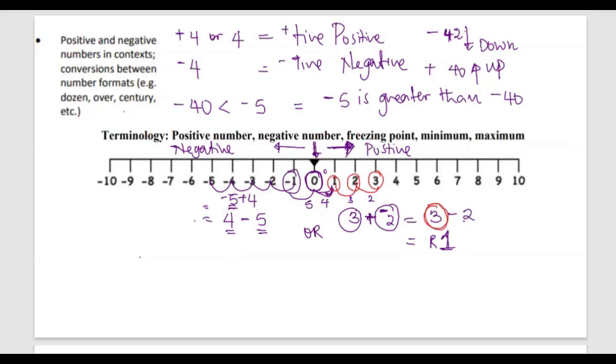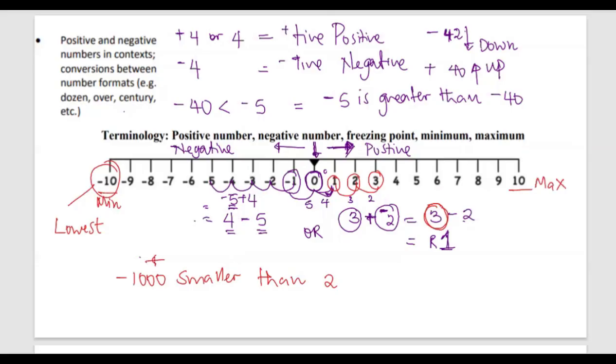All right. So at the moment, this is the maximum, and this is the minimum. This value here is the lowest value. Remember, I told you the bigger the negative number, the less value it has. For example, negative 1,000 is way smaller than 2. That means you're in debt of 1,000 rand. Someone who has 2 rand is better than you. You see that?